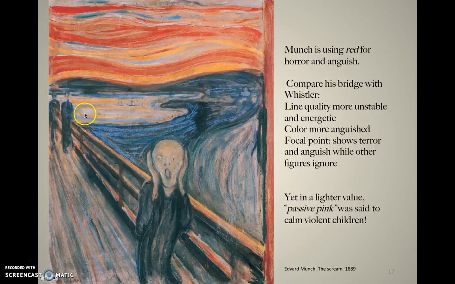Compare the bridge from Whistler with the bridge from Munch. So notice how he is using complementary colors, the reds against the greens. The blue is swirling and moving, strong diagonals that break up and take us through the composition. This is meant to have something that is energetic but also anguished.